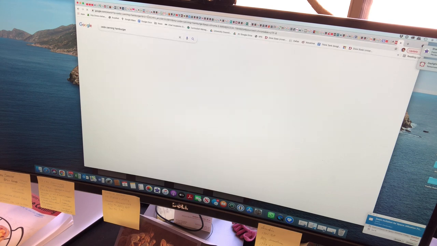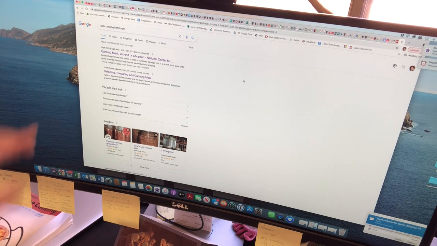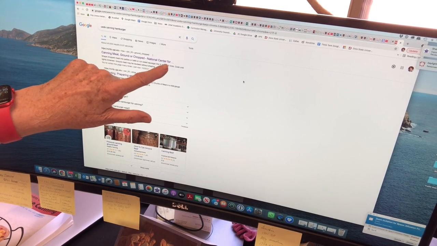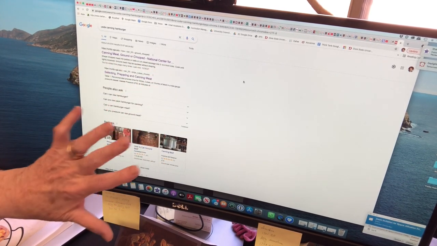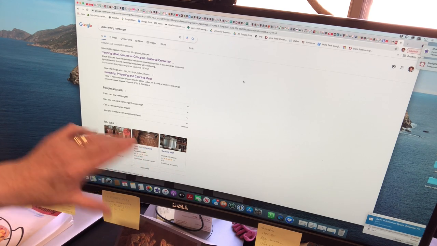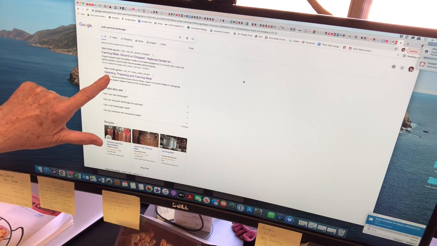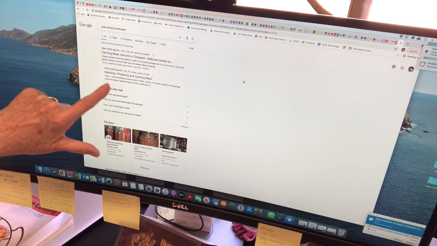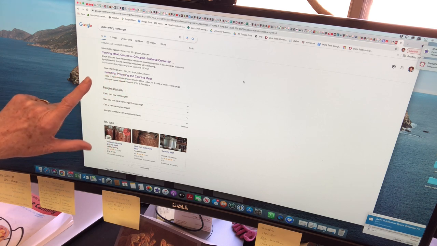See what it gives us. Okay, so we have canning meat, ground or chopped, National Center for... That is the one that we want. Here is UGA.edu, University of Georgia. That would also be a good one to go to.